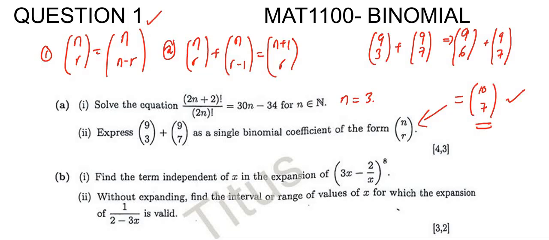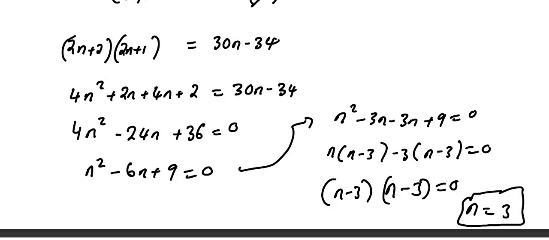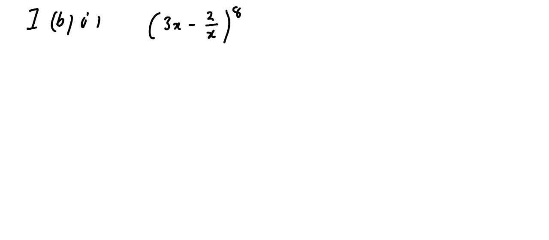Then number B, they're saying, find the term independent of x in the expansion of this. So you have something similar like this on your tutorial sheet. So the question 1b1, they want the term independent of x in (3x minus 2 over x) to the power 8. So remember the formula. The formula is just n choose r, a to the power n minus r, b to the power r, which should be equated to x to the power 0 when they say the term independent of x, right?